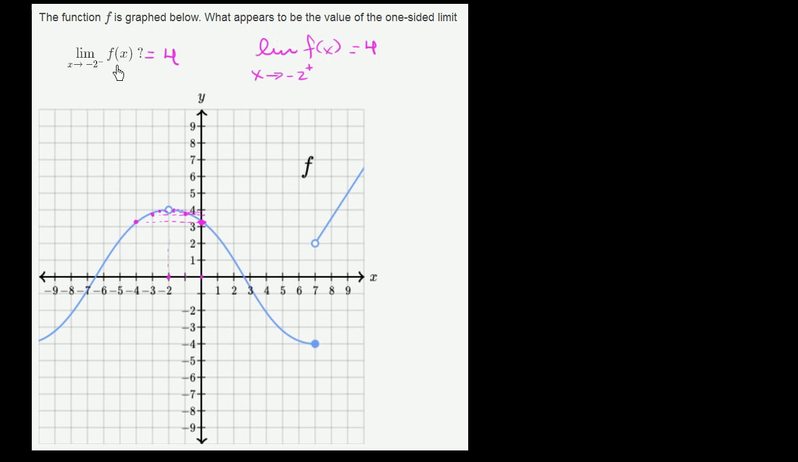Because the left-handed limit and the right-handed limit are the same value, because both one-sided limits are approaching the same thing, we can say that the limit of f of x as x approaches negative 2, and this is from both directions. Since from both directions we get the same limiting value, we can say that the limit exists there and it is equal to 4.